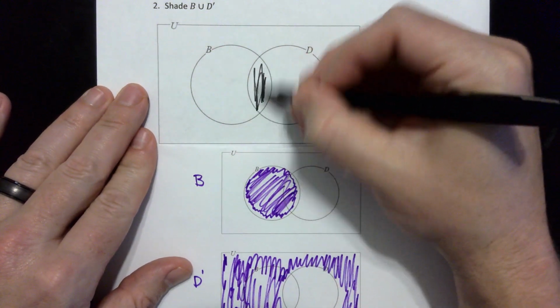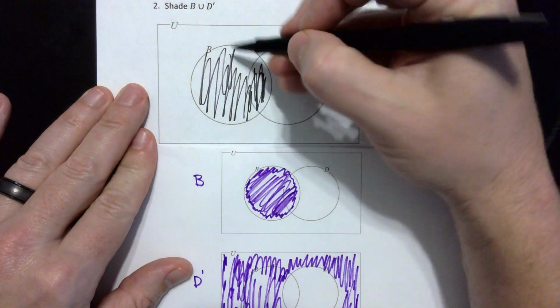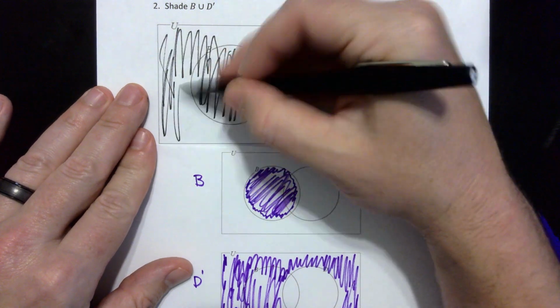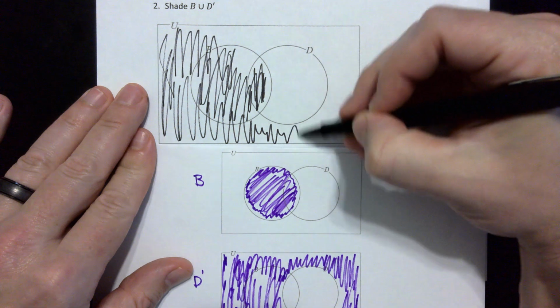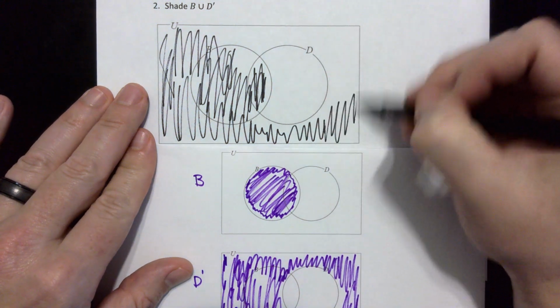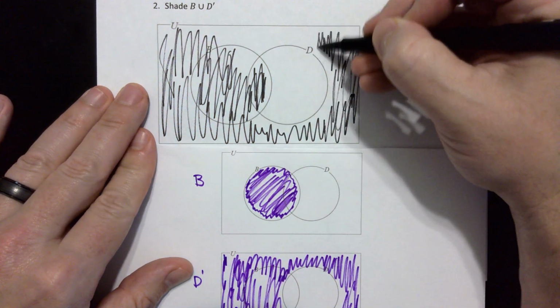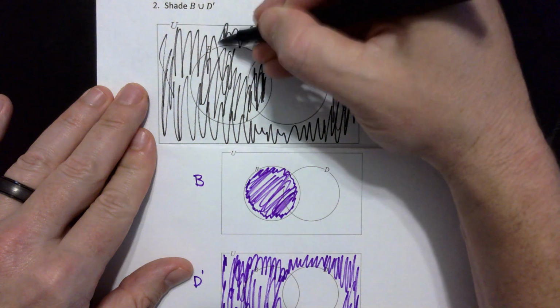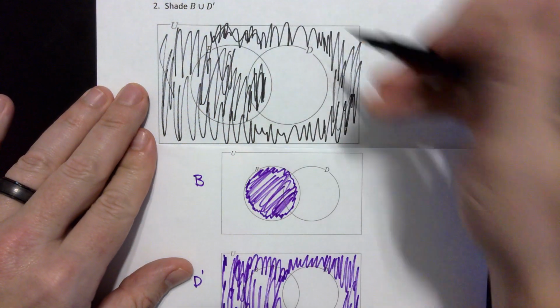So let's go ahead and shade this thing, everything except for this part of D. So all of this, all of B, all of U, all the universal set that's not part of that. Okay, so this will stay unshaded.